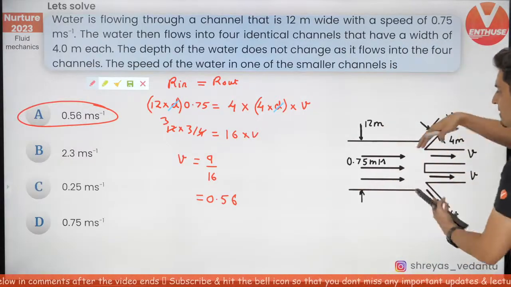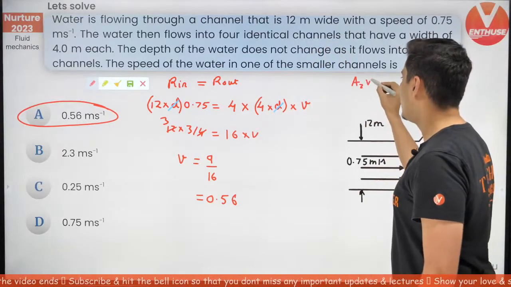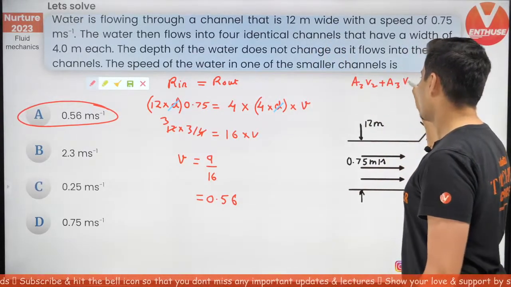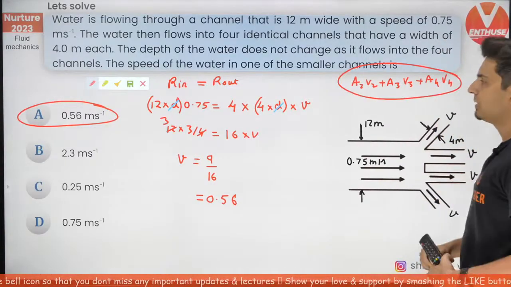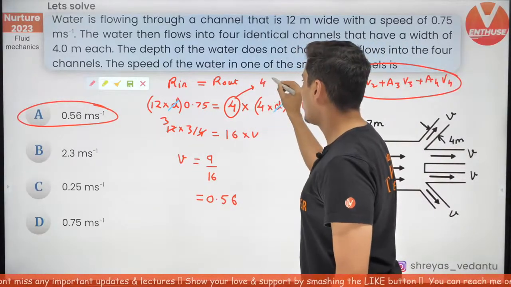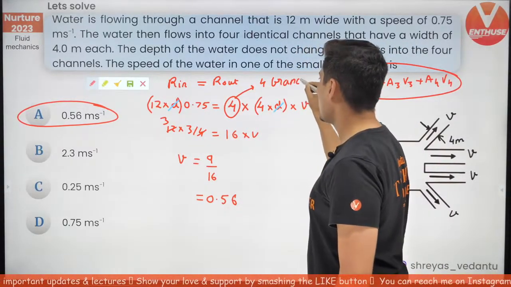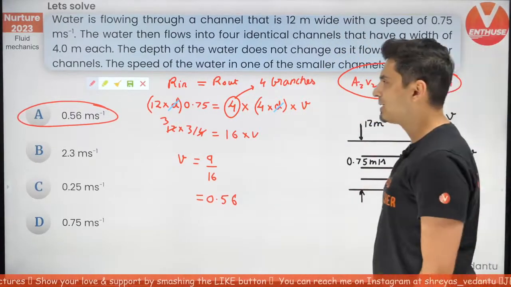So, whenever there is branching, on the RHS it will not be just A2V2. It will be A2V2 plus A3V3 plus A4V4, however many branches there are. That's what I have done over here. This 4 is because there are 4 branches out here. Rest all is simple, basic algebra.